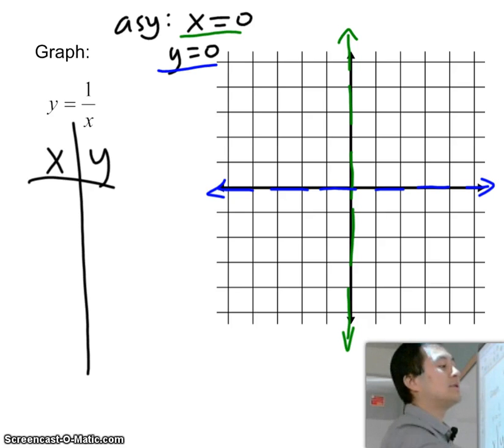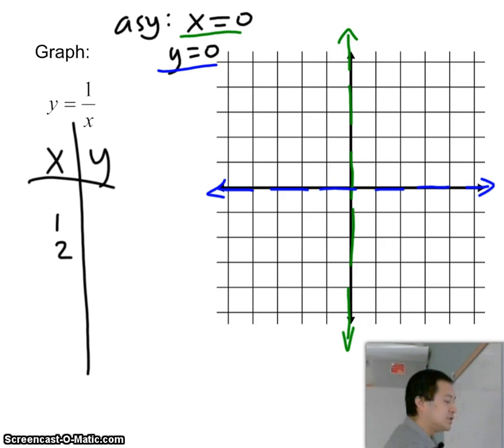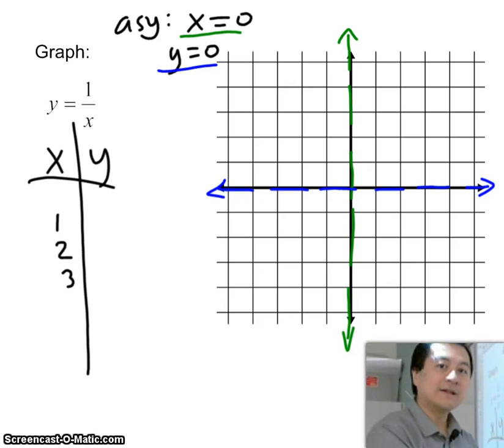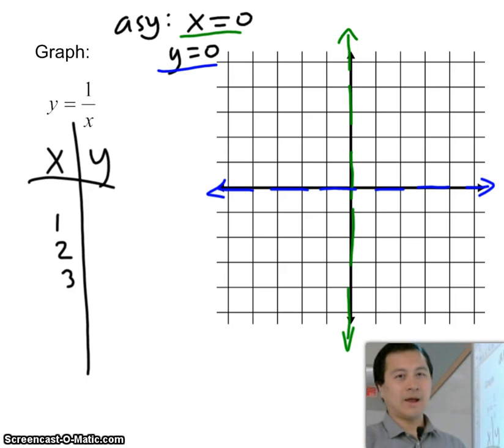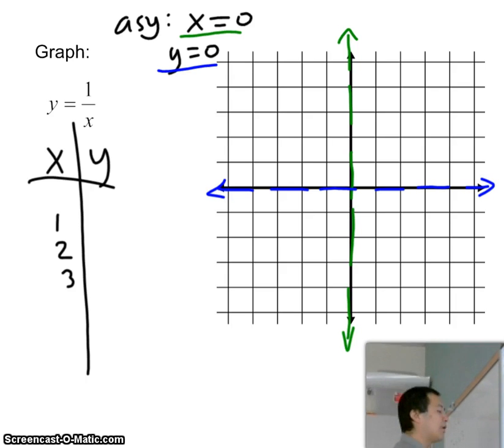So I'm going to pick numbers on the right. Since it's at 0, I'm going to pick 1, 2, and 3. And I want to pick something close to the border because I want to see when it goes closer to the border, what does the graph do? Right? So I'm going to pick 0.5.